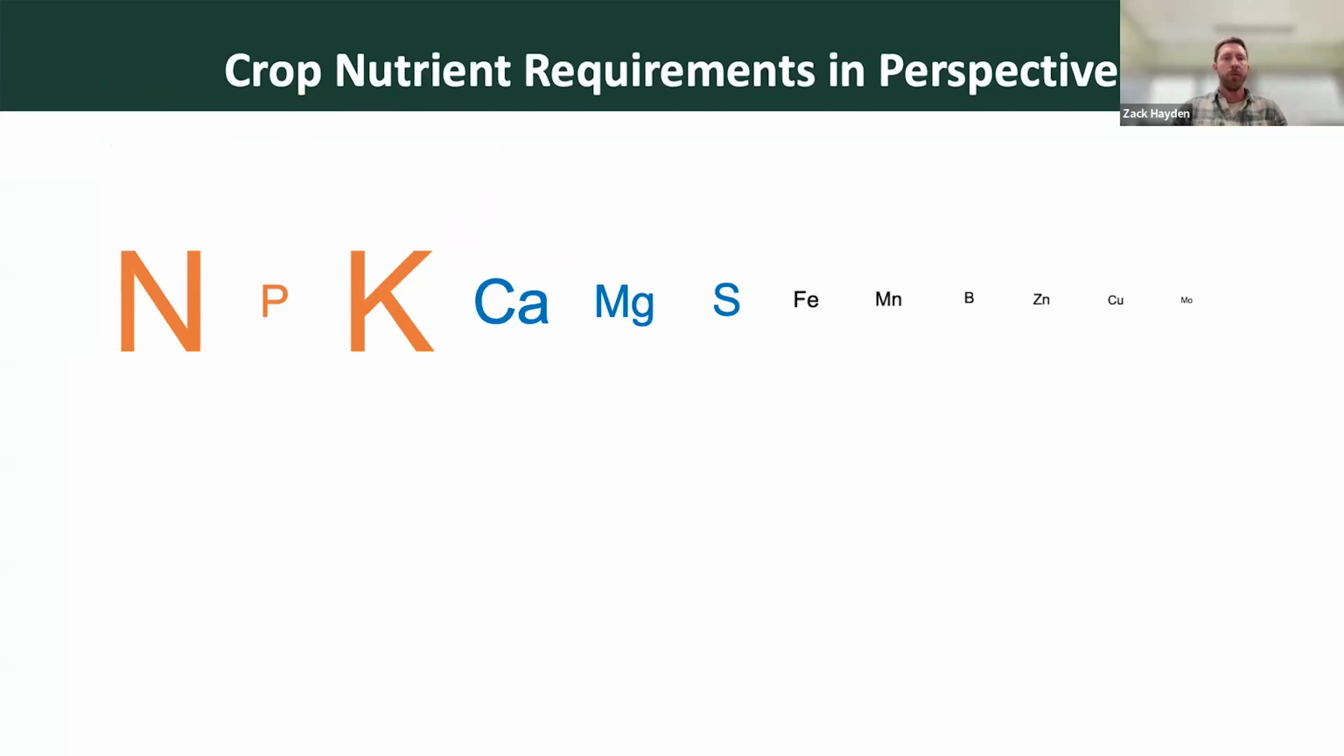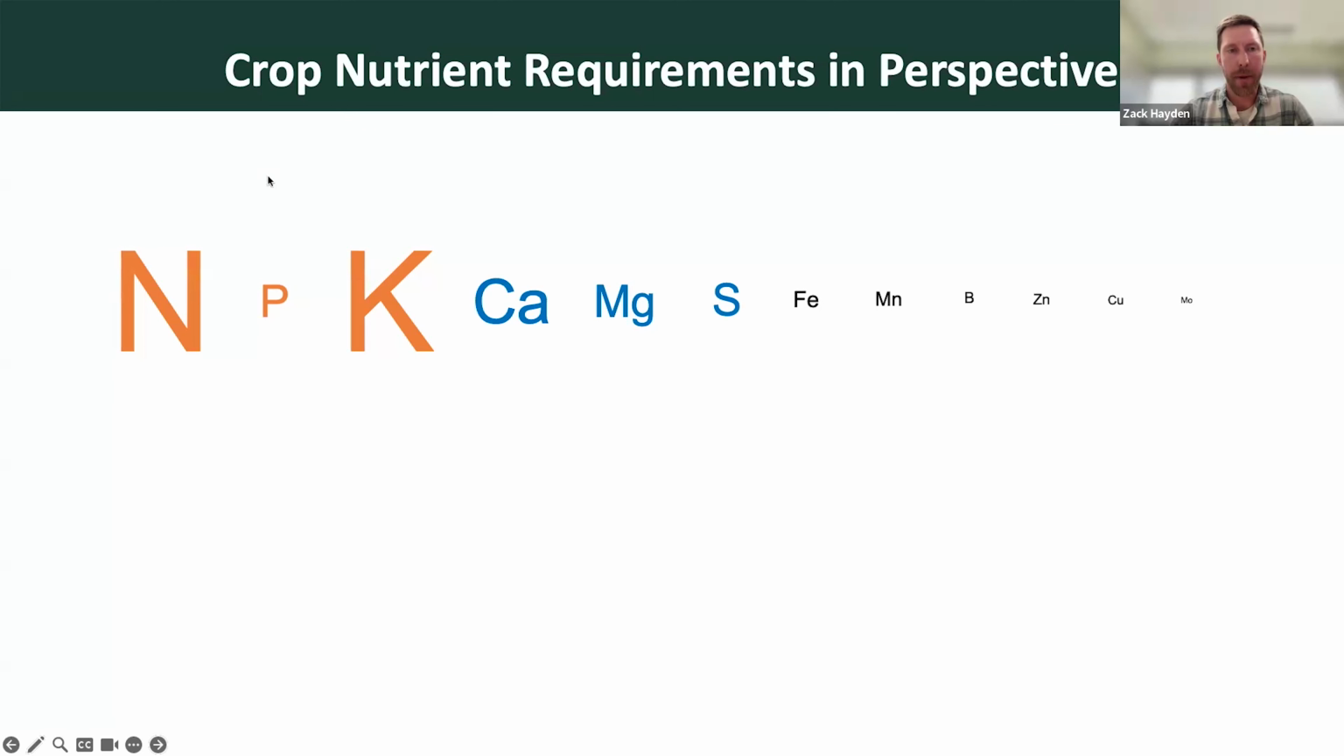All right. Well, let's think about crop nutrient requirements in perspective for a second here. So this is really important to understand. Plants need, let's say, 16 essential nutrients, right? But they do not need all of them in the same quantities. And so what I've put up here is the size of these different nutrients represent their proportion, or you can think of it as the requirement of the average vegetable crop.